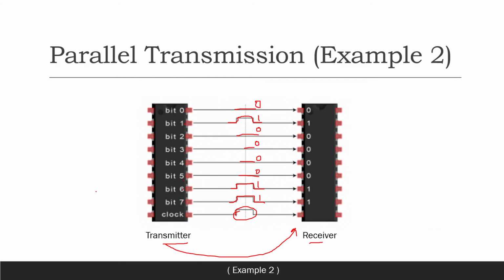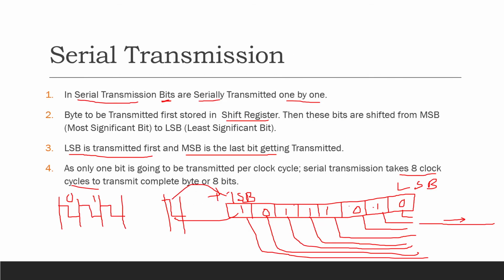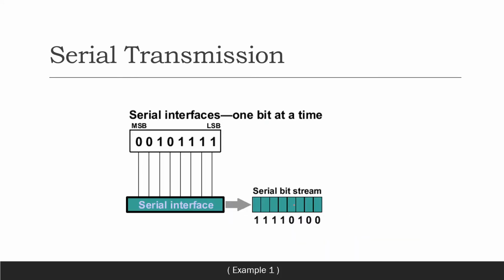So this way, 8 clock cycles are required. Now in parallel communication, you can see only one clock cycle is there. Using one clock cycle, 8 bits can be transmitted. So this is quite faster. Parallel transmission is quite faster than serial transmission. Here it can clear up the concept.